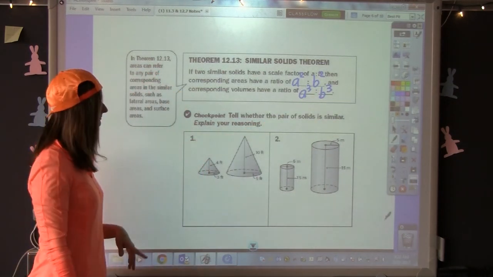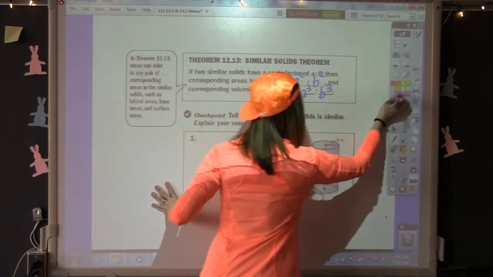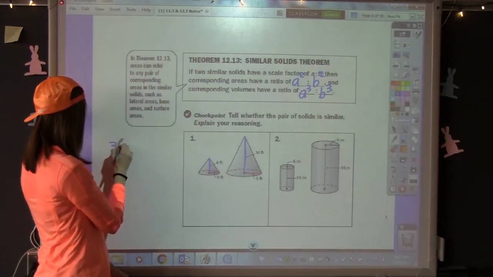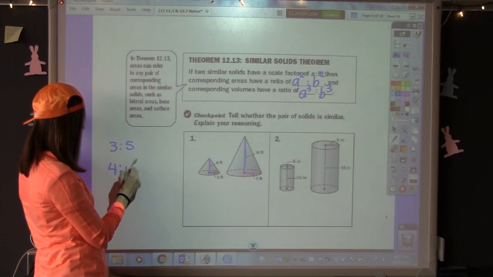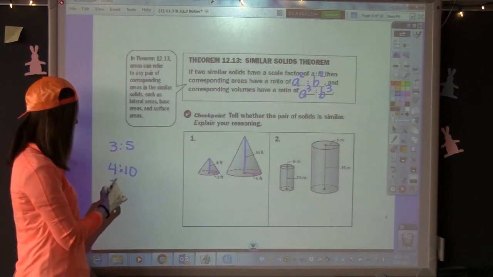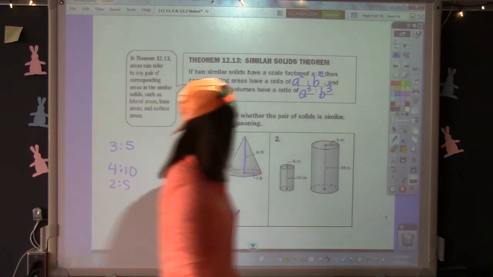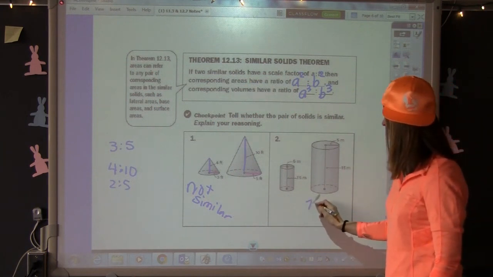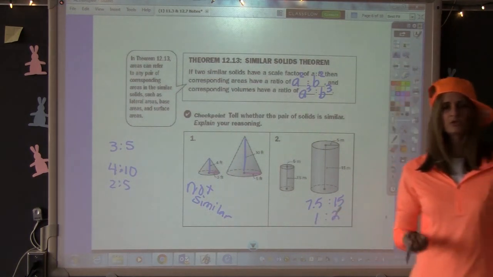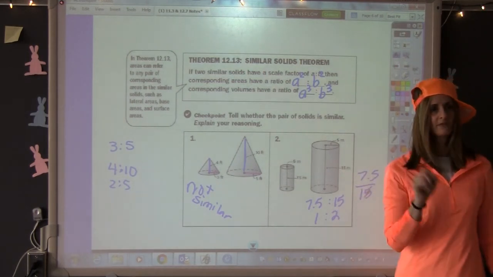So let's first take a look and see whether this pair of solids is similar or not. Okay, so we have to look and see if these ratios simplify to the same ratio. Okay, so is 3 to 5 the same ratio as 4 to 10 simplifies to? 3 to 5 is already simplified, right? This is 2 to 5. That's different. These are not similar. Okay, so what about this one? 7.5 to 15. That's clearly 1 to 2. If you get confused, you can always use your calculator and do math frac. If you're writing this as a fraction, 7.5 over 15, and then do math frac, you'll get 1/2, or 1 to 2.